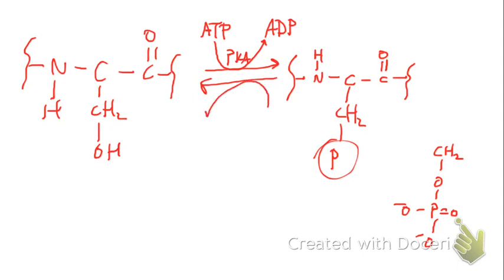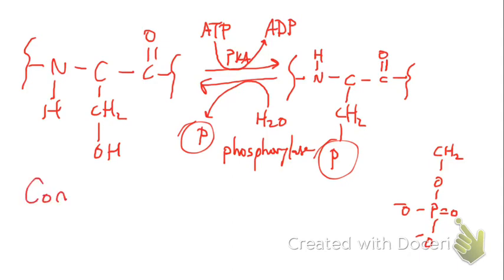And then what we can do, with a little bit of water, we can take that phosphate group back off. This is known as a phosphorylase. Right, so phosphorylases can remove phosphate groups. Not all serines are phosphorylated, not all threonines and not all tyrosines. They have to be known and they have to be found in what's known as a consensus motif.